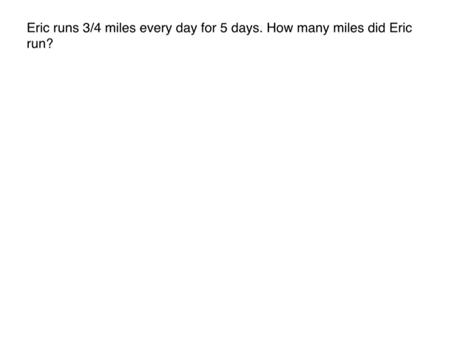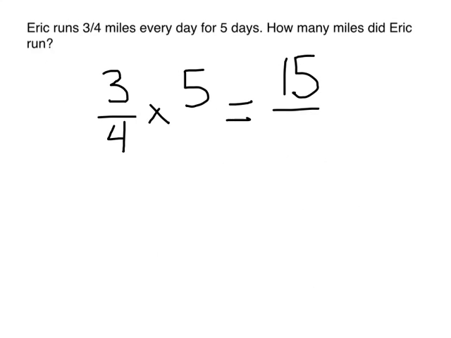We can also solve word problems that involve multiplying fractions times whole numbers. Eric runs 3/4 miles every day for 5 days. How many miles did Eric run? Well, I'm going to multiply 3/4 times 5. When I multiply 3/4 times 5, what improper fraction results? Well, 3 times 5 is 15. The denominator stays the same because I'm not cutting each whole into a different number of pieces.